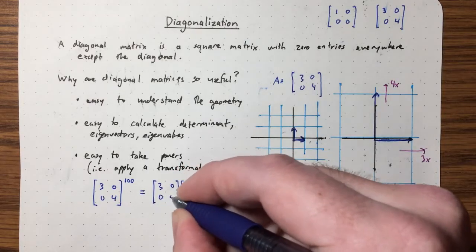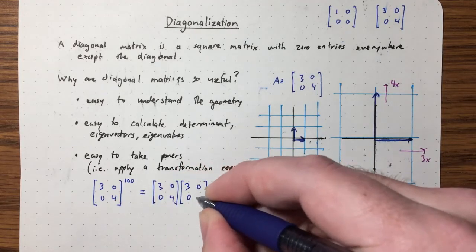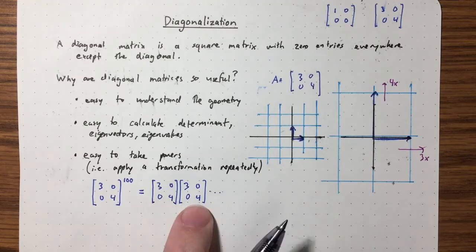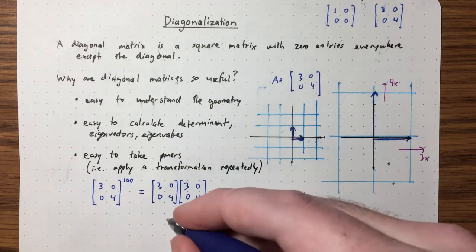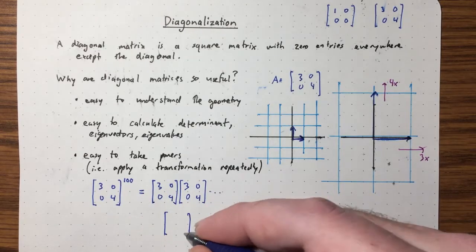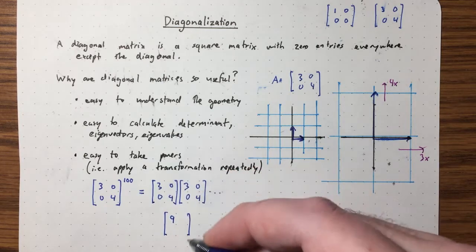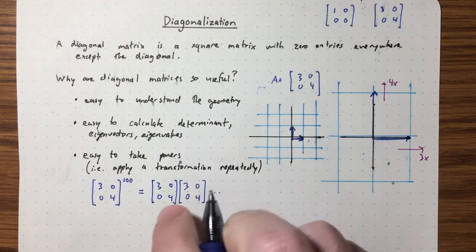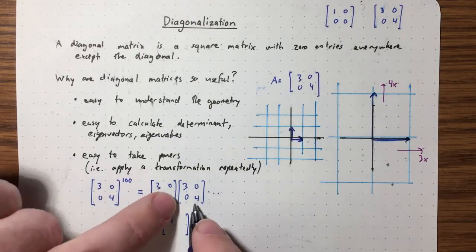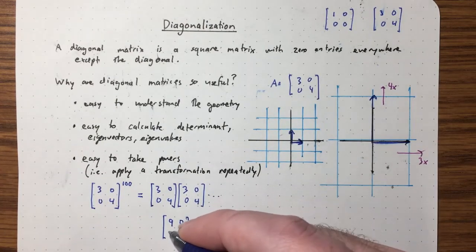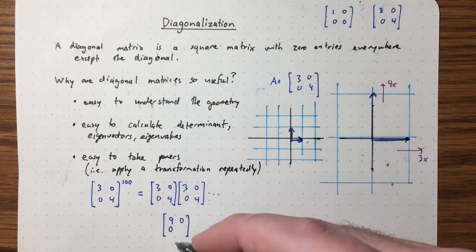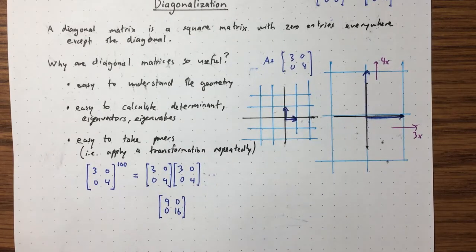3, 0, 0, 4 times 3, 0, 0, 4. You see, when we multiply these two together, let me write the product of these two down here. We just get 9, 3 squared. But then this entry here is a 0, right? Because we have a mismatch. We have 3 times 0 plus 0 times 4. So we get 0, and then we get another 0 down here, and here we get the 16, which is 4 squared.